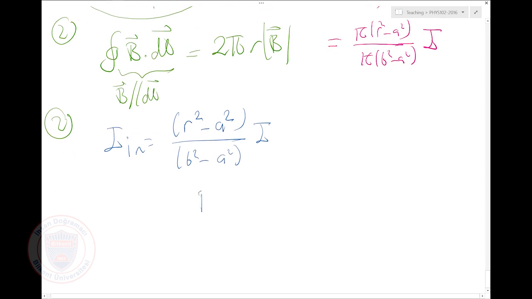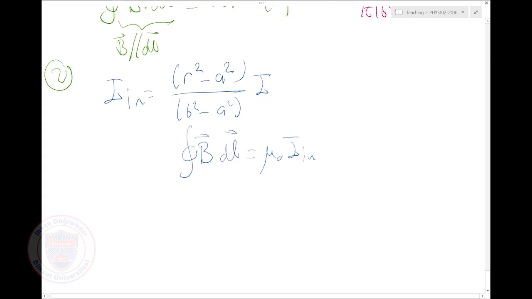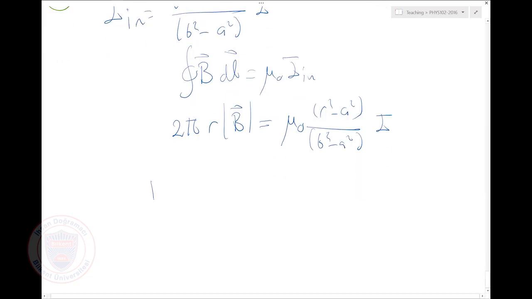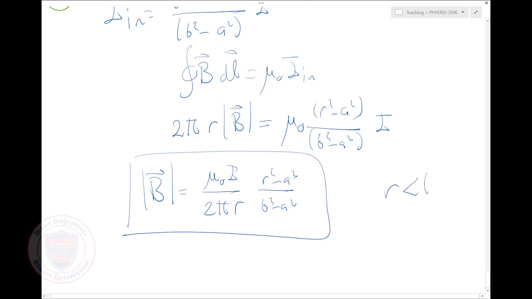So what is B dot dl? It's equal to mu 0 times I in, so it's going to be 2 pi r times the magnitude, which is mu 0 (r squared minus a squared) divided by (b squared minus a squared) times I. So the magnetic field is going to be mu 0 I over 2 pi r times (r squared minus a squared) over (b squared minus a squared), for the region r between b and a.